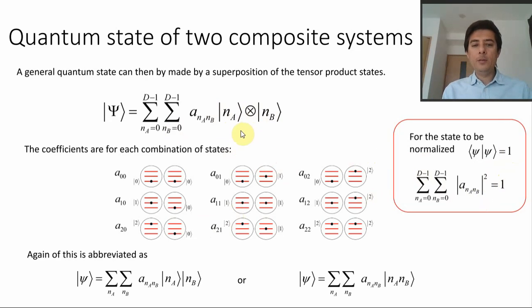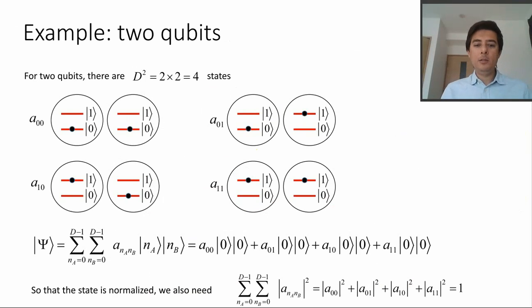Again, often I won't write it like this. I'll just abbreviate this with the tensor product symbol, or I'll just drop that and make it implicit, or even write it like this. So same thing as what I said last time. Okay, so let's just look at a particular example here.